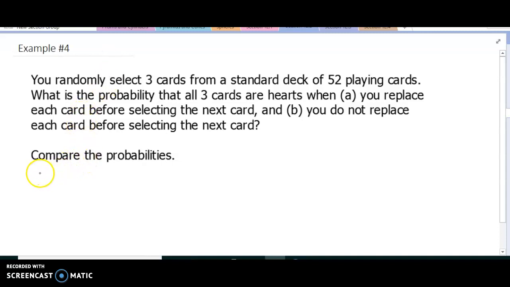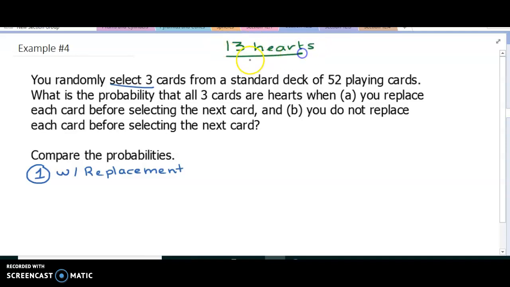So we're going to do it 2 ways. The first way, we're going to do it with replacement. Okay, so we're going to draw a card, see what it is, put it back. Draw another card, see what it is, put it back, okay? So we're randomly selecting 3 cards from a standard deck of 52 playing cards. There's 52 total in a deck of playing cards. What is the probability that all 3 cards are hearts? Okay, if you don't know, there are 13 hearts out of the whole deck, which is 52 cards.